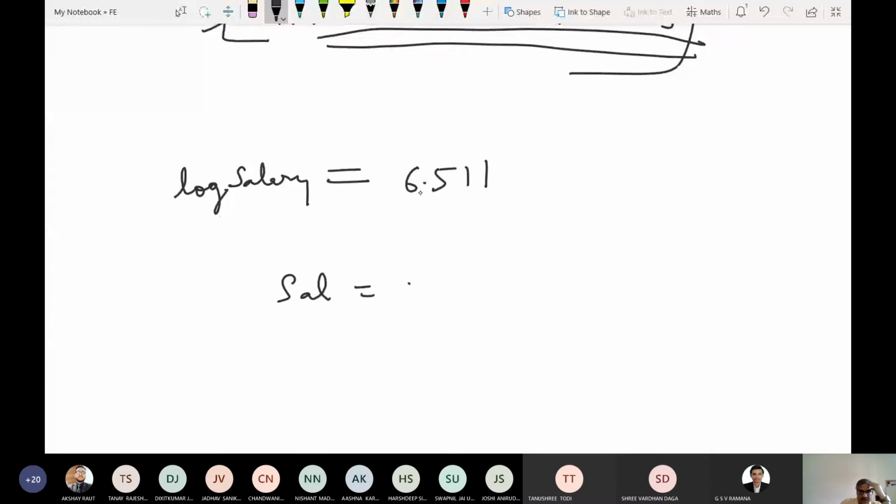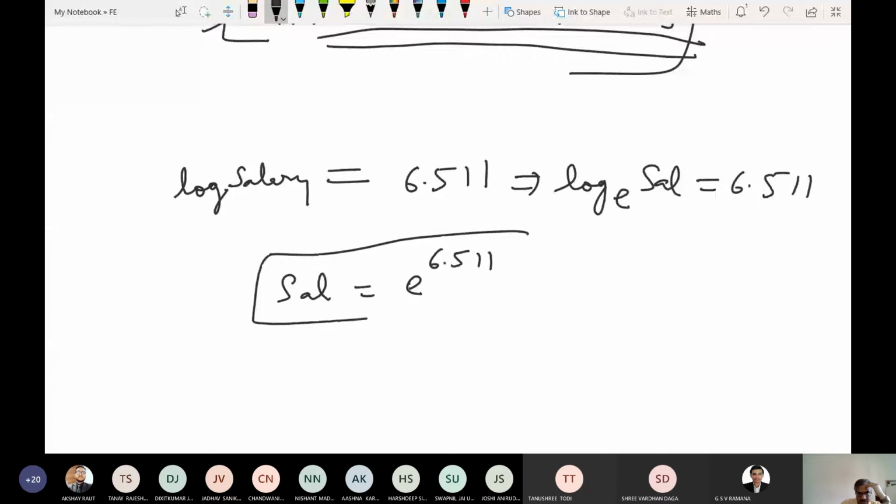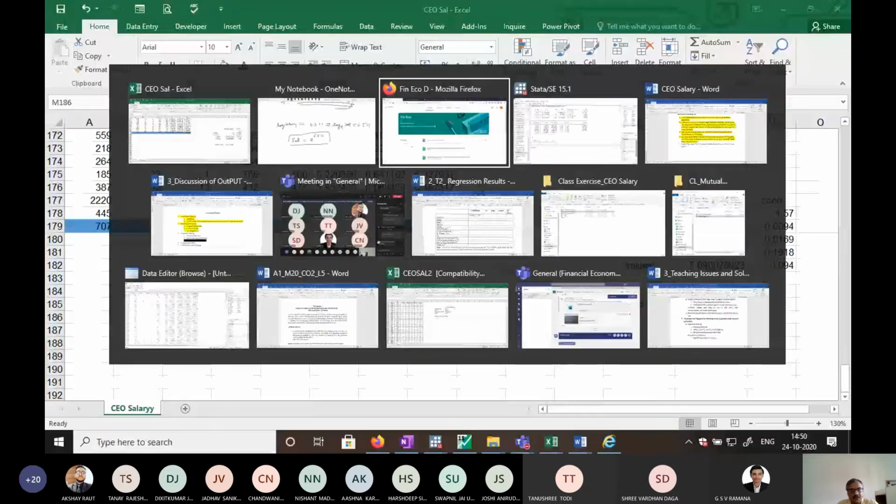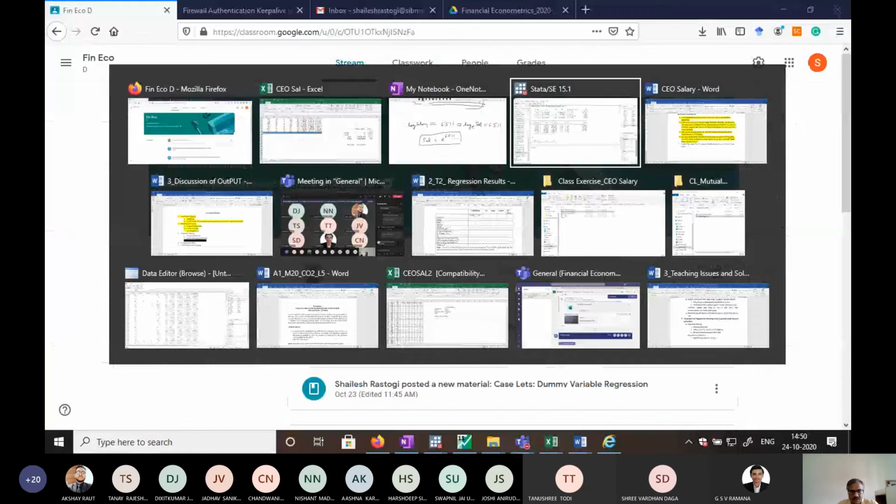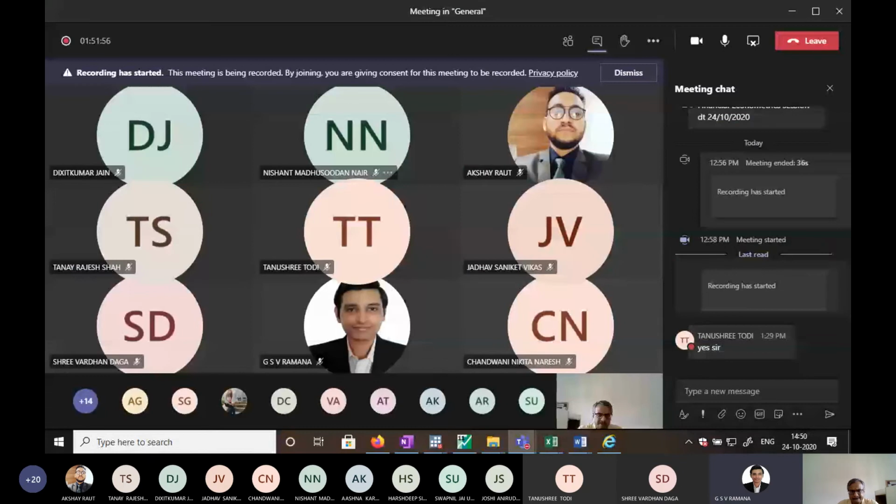This can also be written as log to the base e of salary is equal to 6.511. So salary is equal to e to the power 6.511. All of you are with me? I guess none of you have any issue with this, converting log to numbers. Class, you're with me? Yes, sir. Yes, sir.